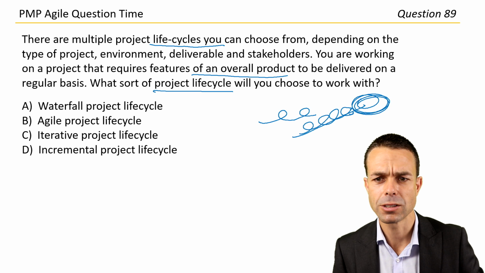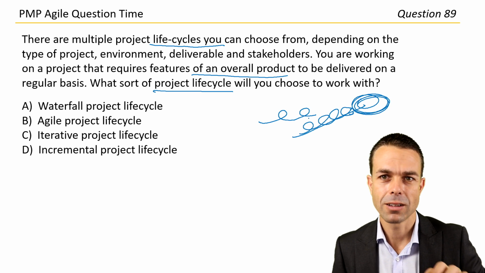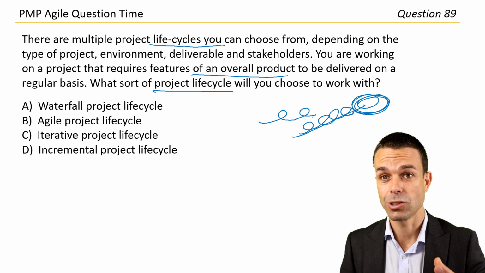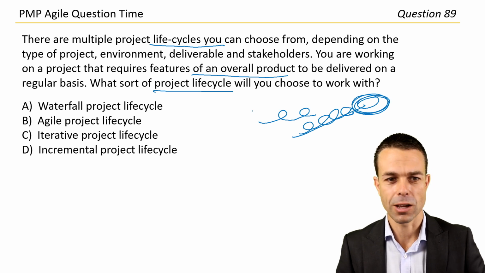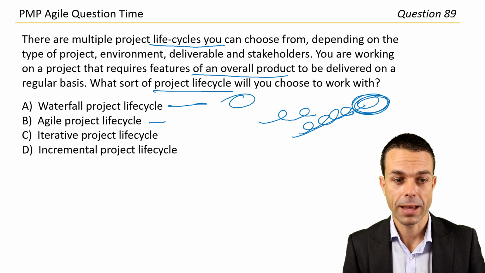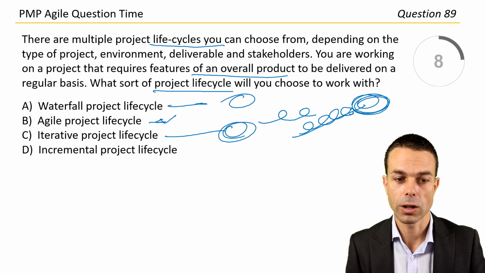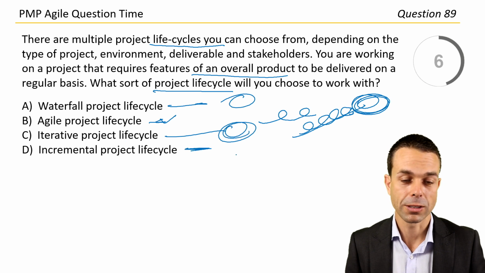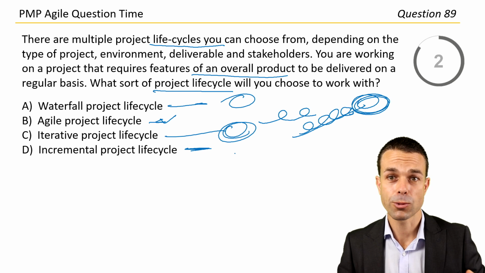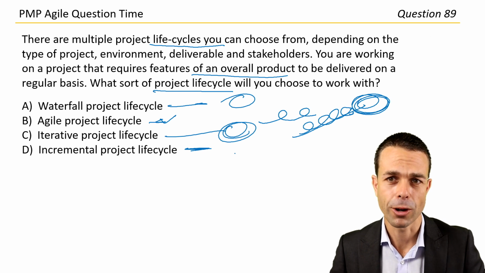So let's see what we've got here. We're releasing features on a regular basis. Sounds like we're releasing in increments, according to the Project Management Institute, or it could be Agile itself. So it's not waterfall, because that's one big bang. Could be Agile, could be iterative, which does one big bang as well. And incremental is where we're delivering in increments or features. So if we're going to be strict with this, let's go with answer D and see how we go.